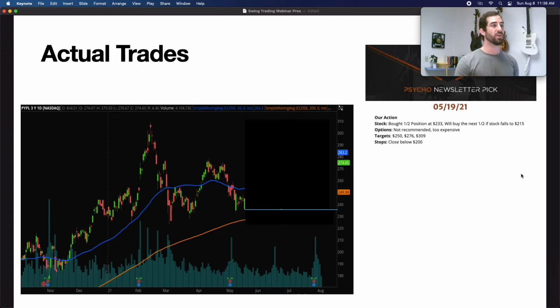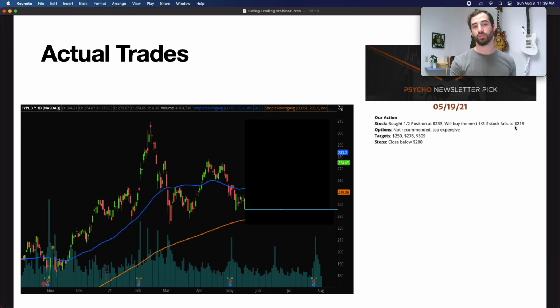All right, so we had a pullback here. It's a combination between a notable price level and a 200 MA pullback. But notice this, we bought half position at 233. So we don't know if it's going to finish coming down to the 200 or into this level. So we bought half, and we'll buy the next half in case the stock falls to 215.